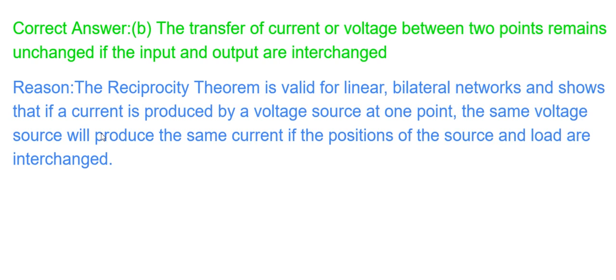And the answer is B, the transfer of the current or voltage between 2 points remains unchanged if the input and output are interchanged. Reason: the reciprocity theorem is valid for linear bilateral networks and shows that if a current is produced by a voltage source at one point, the same voltage source will produce the same current if the positions of the source and load are interchanged.